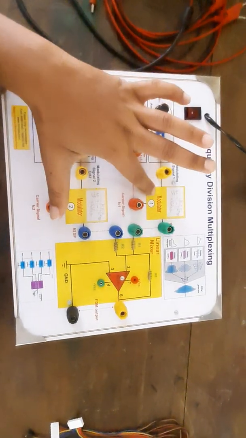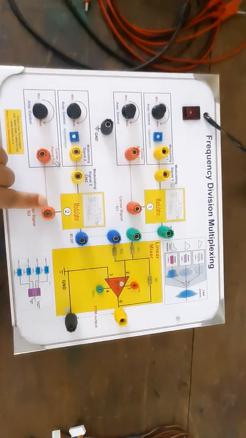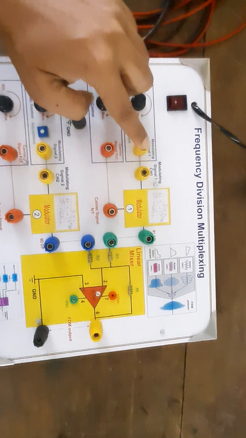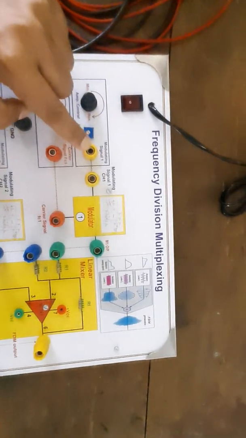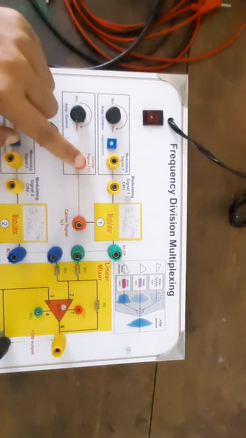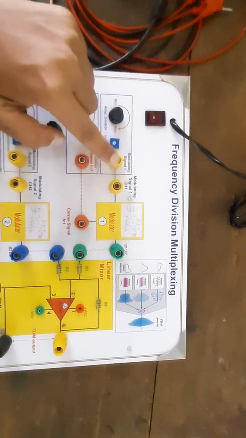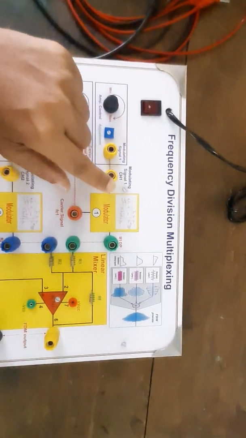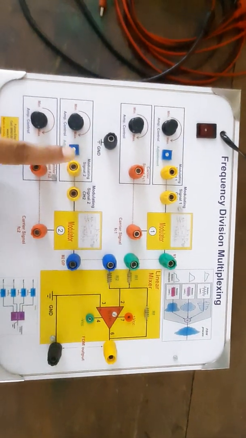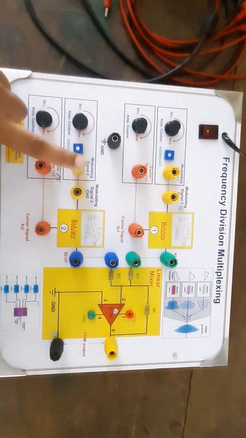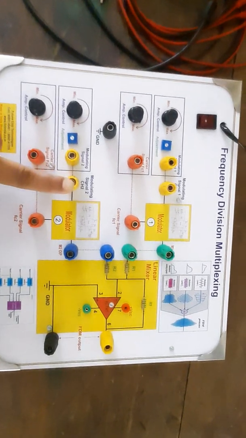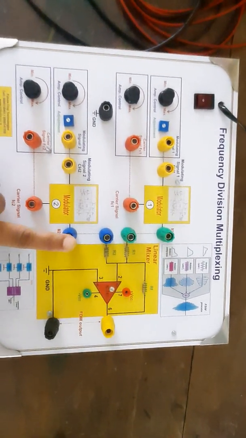So, modulator 1 and modulator 2. Modulator 1 is a combination of this and this frequency, that is, the carrier signal changes according to the modulating signal. This is the carrier signal changing, and here we are getting the modulated output. Here it is the same: the modulating signal changes with the carrier signal, and here we are getting the modulated output.